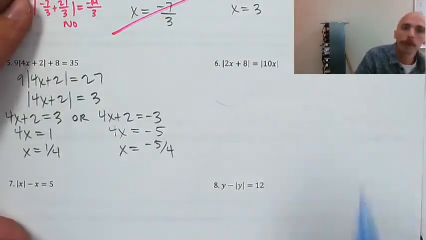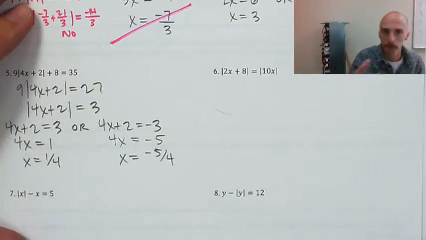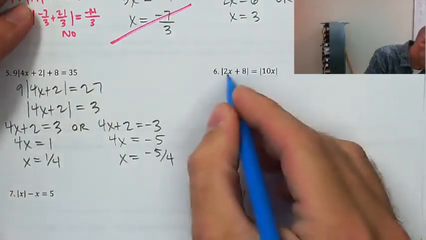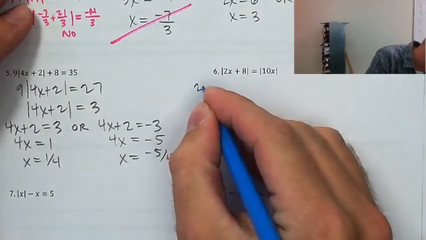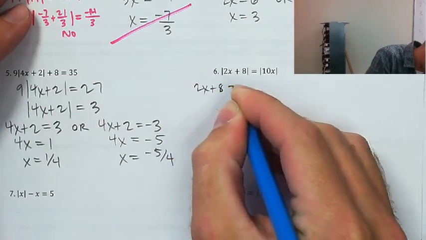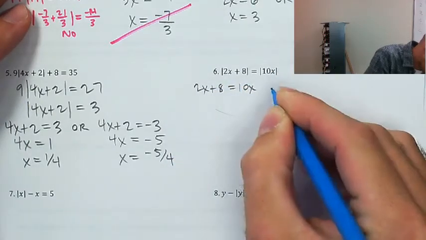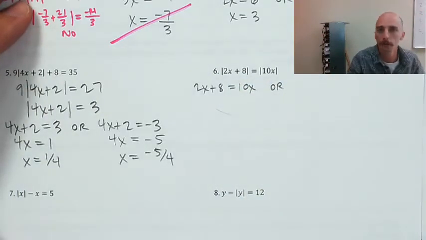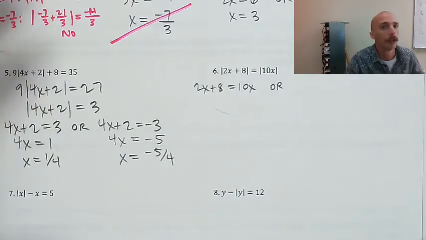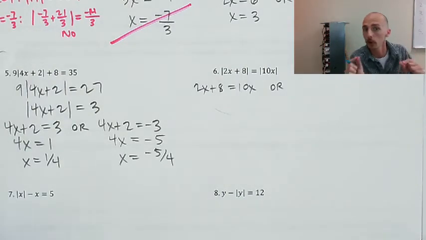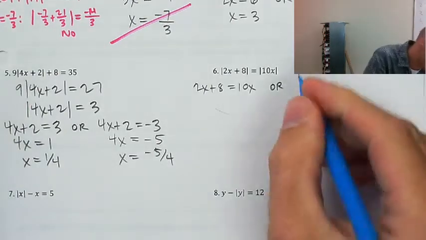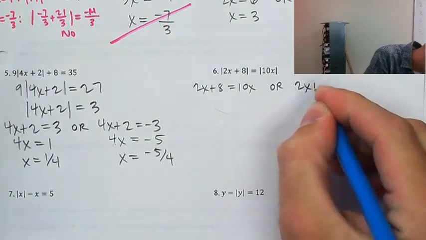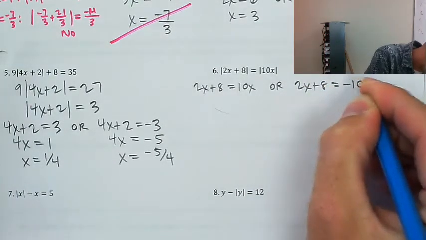We've got absolute value equals absolute value. And when that happens, it can play out one of 2 ways. Either the 2 things on the insides of the absolute value are exactly the same, or the 2 things on the inside of the absolute values are exact opposites, right? Because the absolute value of 10 is equal to the absolute value of negative 10. We could say that the 2 things on the insides could be opposite while still having the same absolute value. Or 2x plus 8 equals negative 10x.